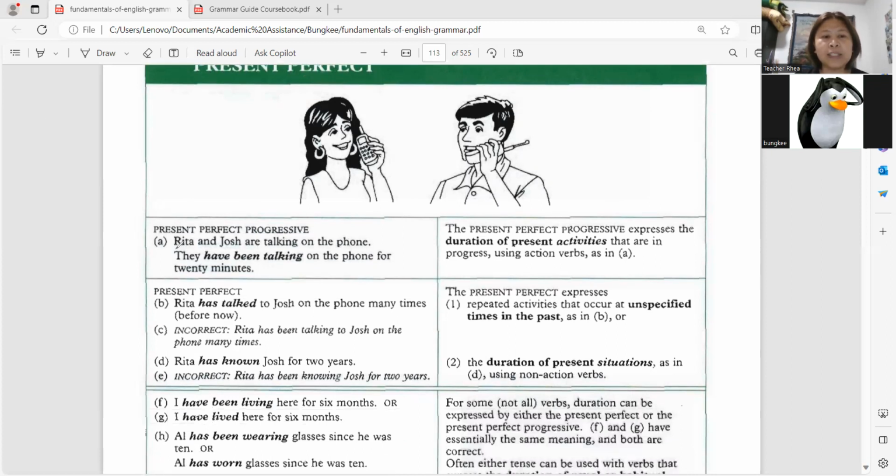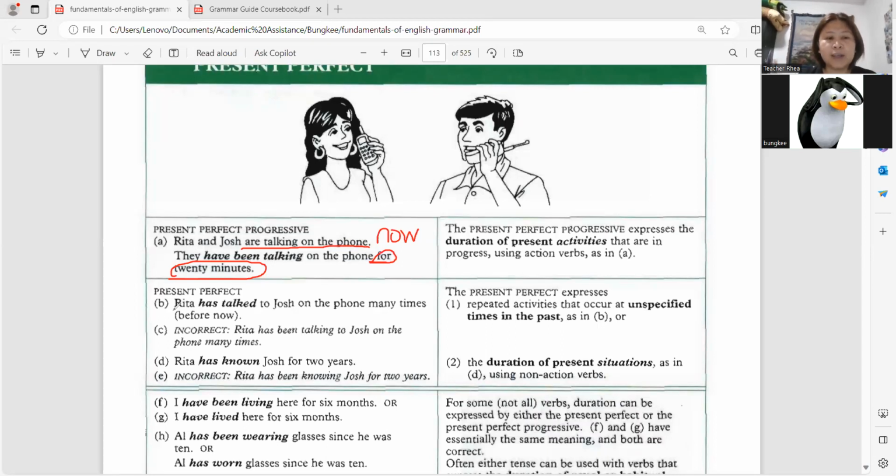For example, we have Rita and Josh talking on the phone. They are currently talking at the moment. So they have been talking on the phone for 20 minutes. There is a duration of time, a length of time. How many minutes have they been talking? They have been talking on the phone for 20 minutes. Yes, 20 minutes. So there is a duration, there is a length.